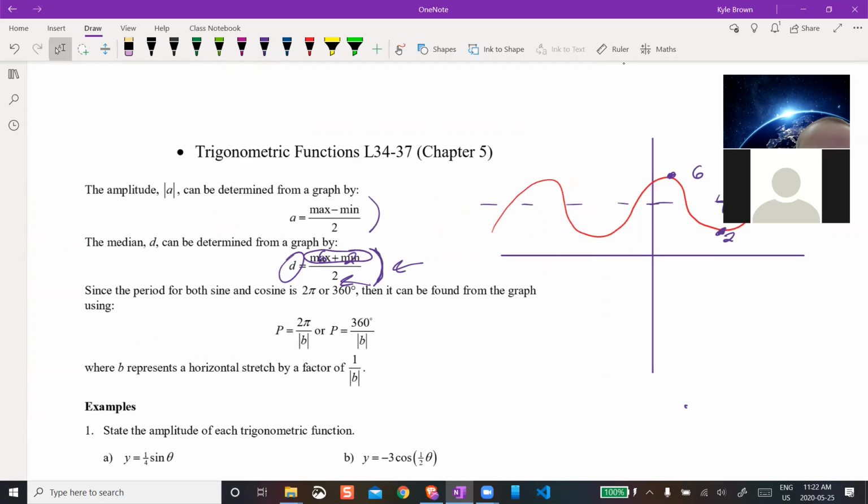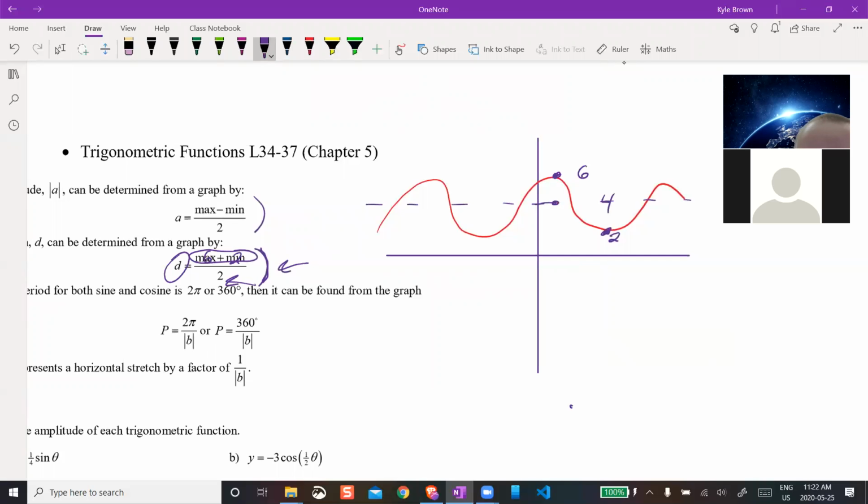Okay, so now the amplitude though. Remember what the amplitude is: how high is this thing from here to here. Well, we could figure that out by going max number, so 6 in this case, minus our min number, so 2. Think about what that gave us. If I go 6 minus 2, that's actually just telling you this whole length, the whole up and down, the whole wave height from top to bottom.